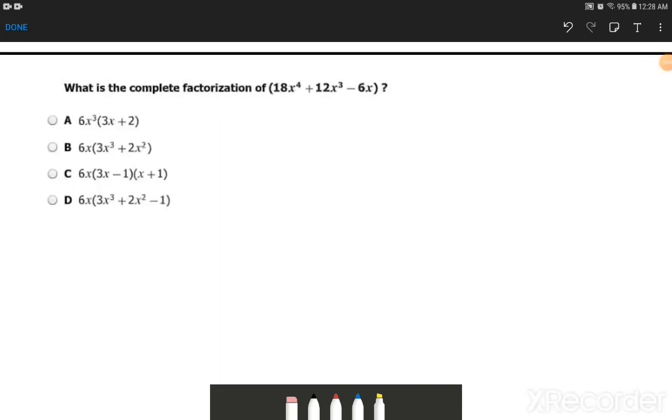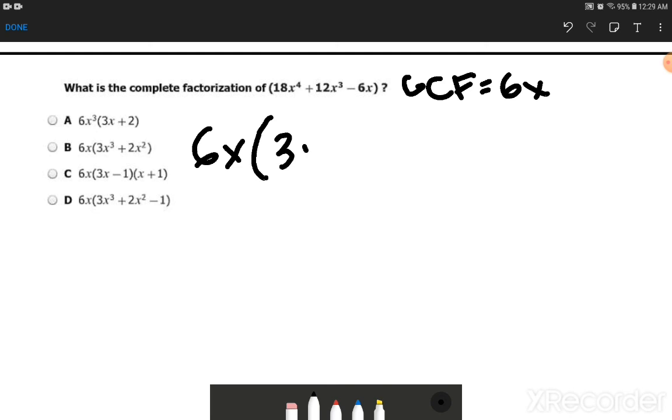So here is question 5. What is the complete factorization of 18x to the 4th plus 12x to the 3rd minus 6x? What we're going to do here is find the greatest common factor. In this case, it is 6x. We're going to take 6x out. 6x times 3x cubed plus 2x squared minus 1. I believe that is one of our answers, so we are done. It is D. We can't factor this any further.